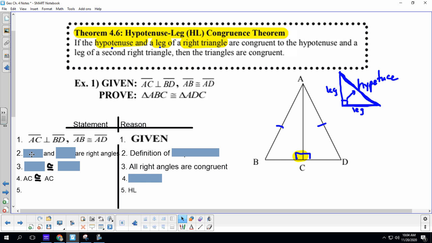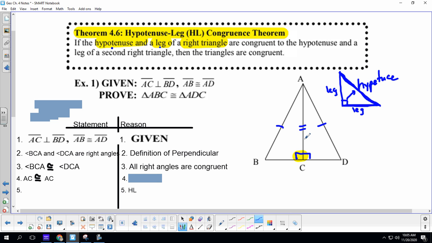So we are going to say that angle BCA and angle DCA are right angles. That is the definition of perpendicular. A perpendicular line makes two right angles. And then we can say BCA is congruent to DCA because all right angles are congruent. And then we're of course going to say AC is congruent to itself by the reflexive property.